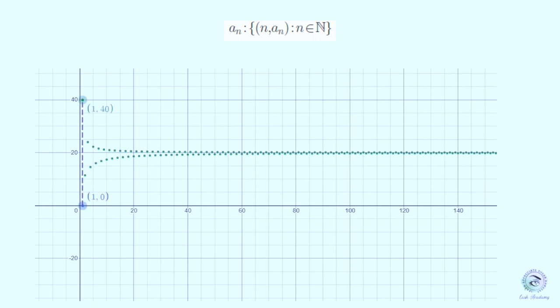The first term a_1 is 40. This is shown by the point with coordinates (1, 40). The second term a_2 is 11.429. This is shown by the point with coordinates (2, 11.429). And the third term a_3 is 24. This is shown by the point with coordinates (3, 24). The rest of the points correspond to other terms.